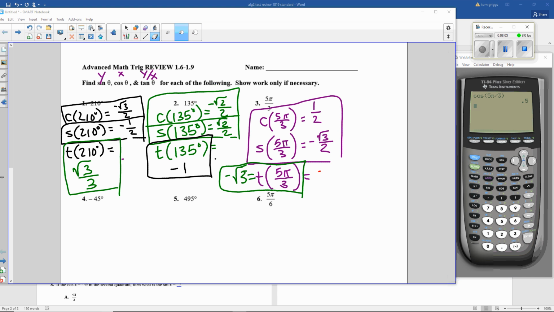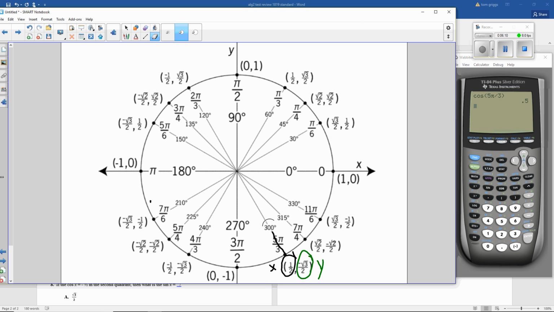All right, and then I'll get started on number 4. Number 4 is negative 45 degrees. So we need to go to the unit circle. And since it's a negative angle, we're going to go clockwise, or we're going to go down 45 degrees until we stop at 315.